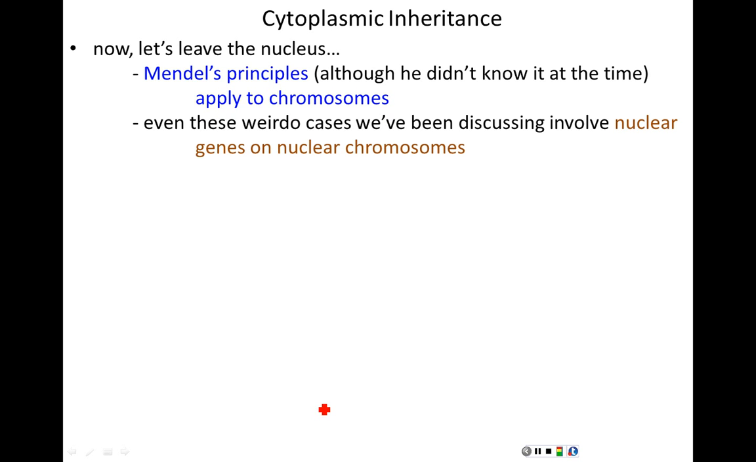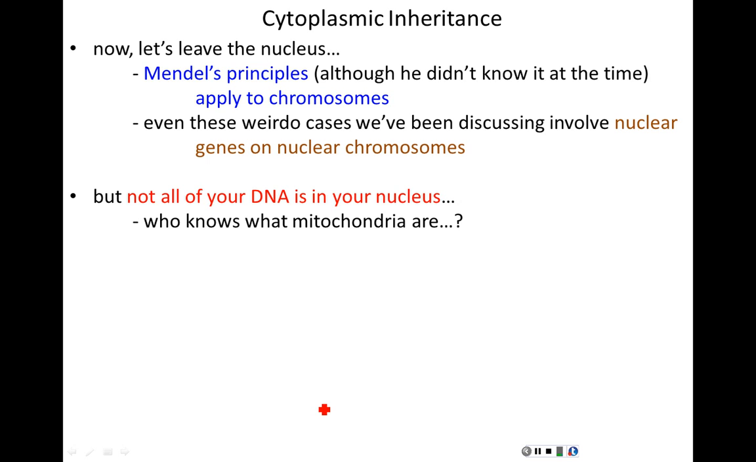And even the weirdo cases we've been talking about up until now, that includes things like incomplete penetrance, incomplete dominance, recessive epistasis, as well as sex-limited traits and sex-influenced traits. All of those, whether they've been sex-linked or autosomally linked, have been involving nuclear genes on nuclear chromosomes. But actually, not all of your DNA is in your nucleus. I'm pretty confident that all of you know what mitochondria are, the powerhouses of the cell, the ATP-making factories in your cell. How many of you know where mitochondria came from?